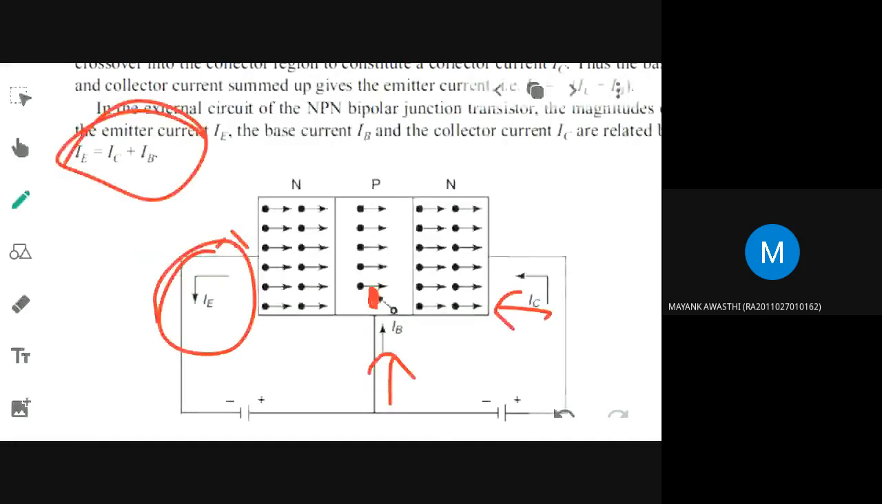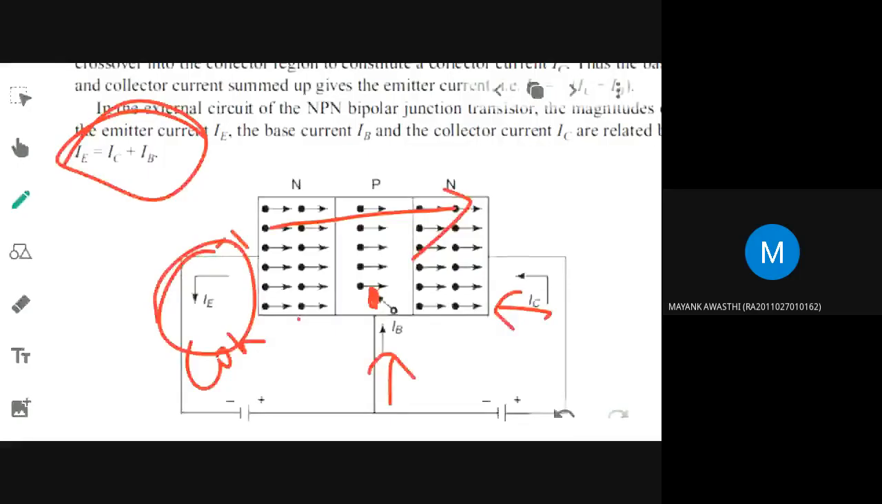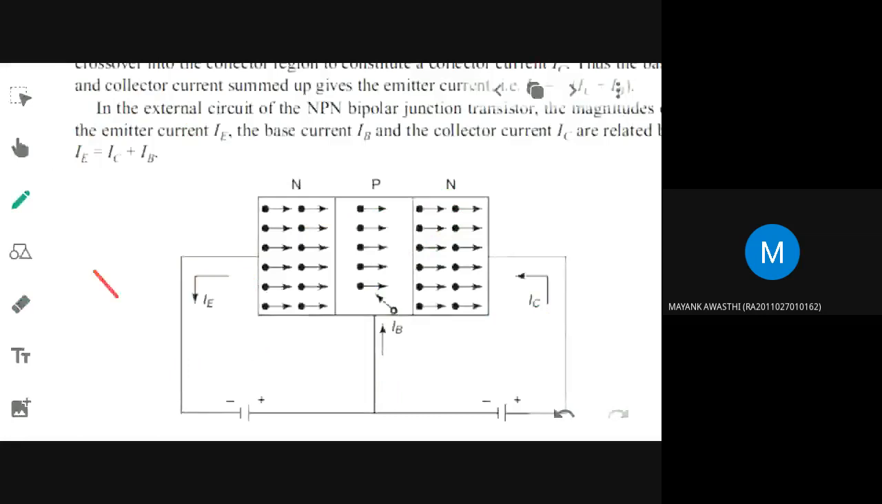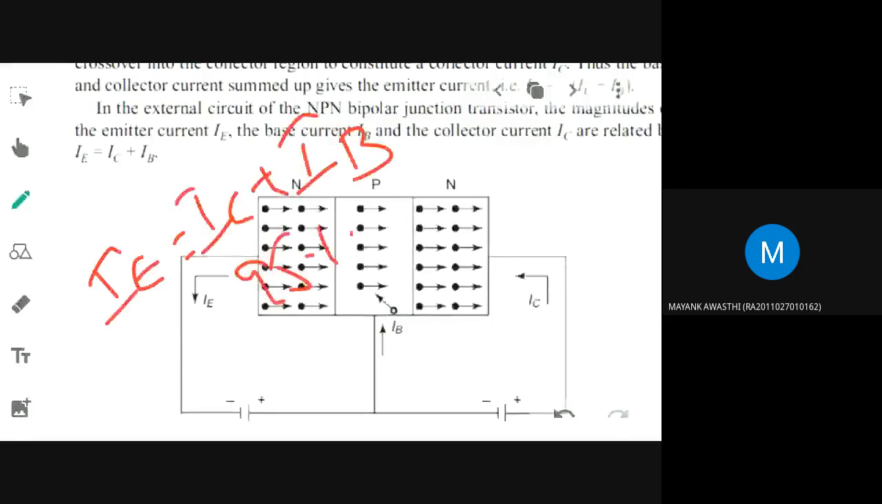But the conventional current and the internal current flow will be opposite. That is why the directions are reversed. You can see here the internal current flow will be like this, but this is the conventional direction. Both oppose each other. That is the relation between the actual current flow and the conventional current flow. That is why they have given a different equation, but IE will be equivalent to IC plus IB only, out of which the current will be majorly collector current and base current will be only 5%.